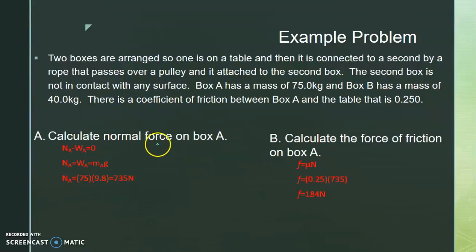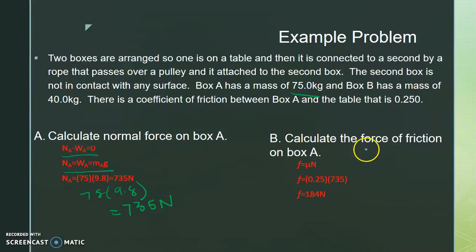So now it wants us to calculate the normal force on box A. So we plug in our equation, we plug in what we know. We have 75, which is given to us in the problem, multiplied by gravity, and so we're going to have a normal force of 735 newtons.